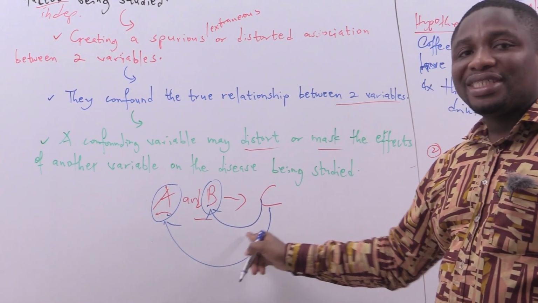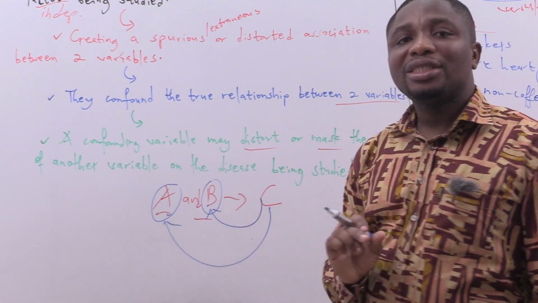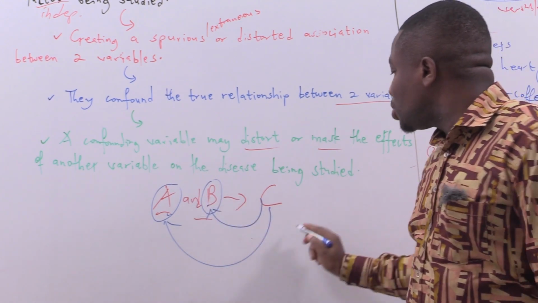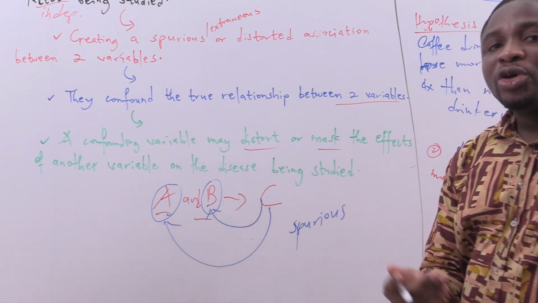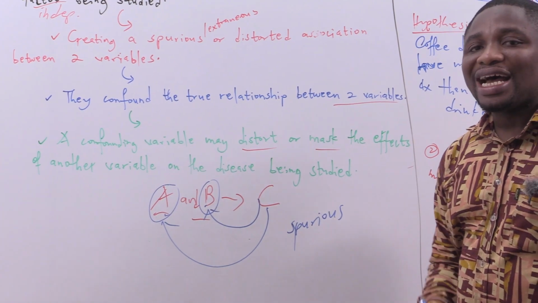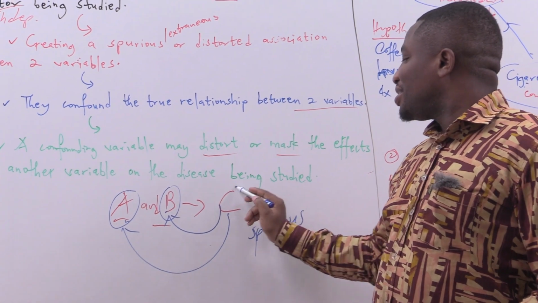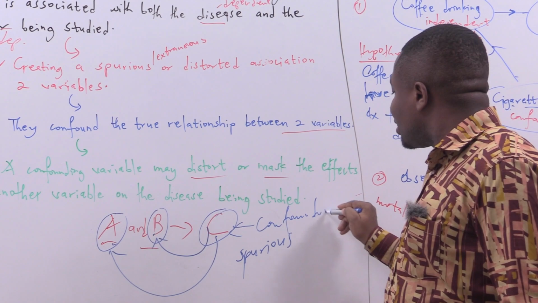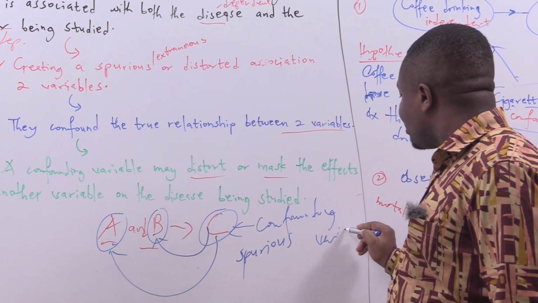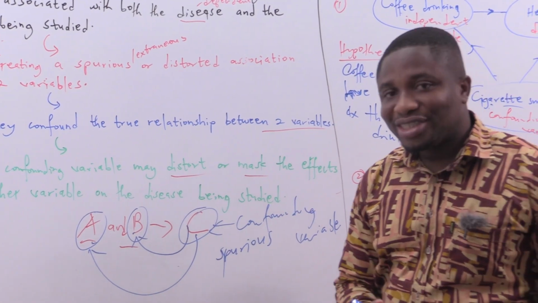then we'll say that the association between A and B is spurious, or an extraneous one, or a distorted association. And with that, we say the third variable C becomes the confounding variable. The confounding variable. I believe we've gotten the concept.